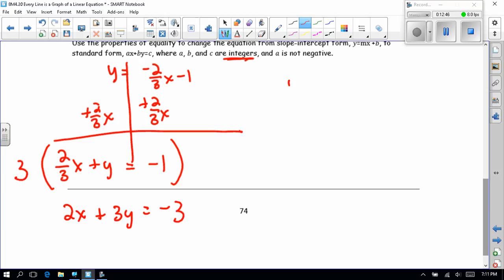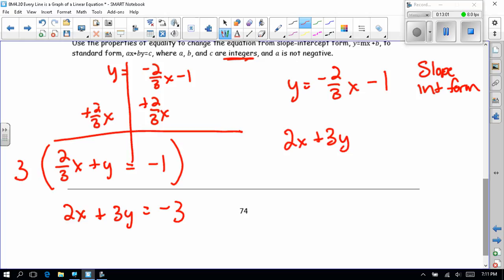Again, y equals -2/3 x minus 1, slope-intercept form. 2x plus 3y equals -3. Same equation, standard form.